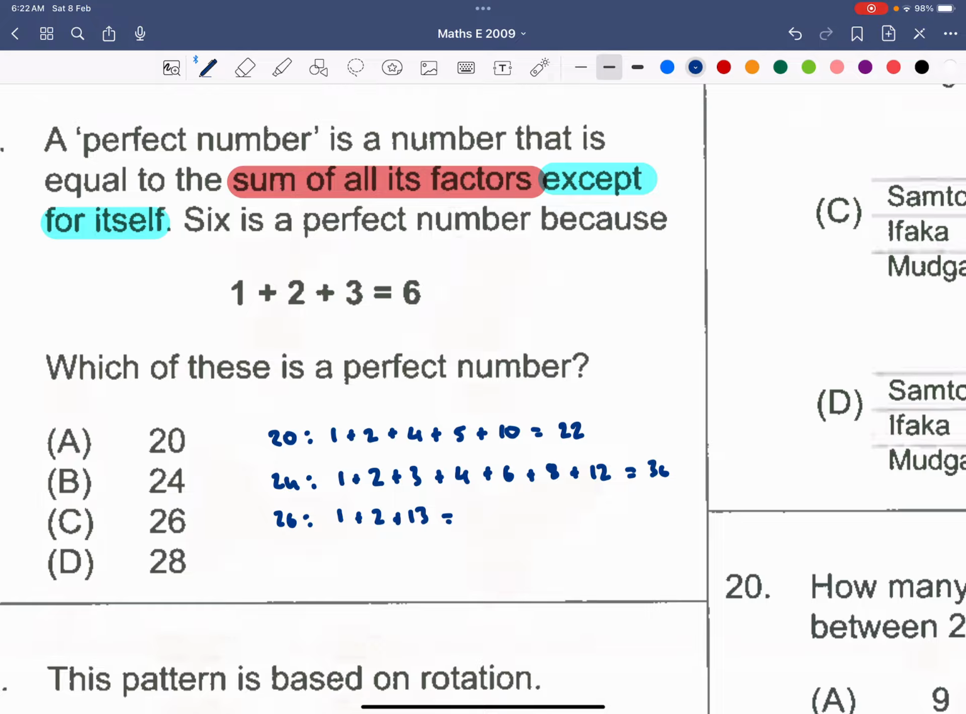1 plus 2 is 3. 3 plus 13 is 16. Okay, so the answer is not C. It must be D. It must be D. And let's check and make sure we didn't make a silly mistake.